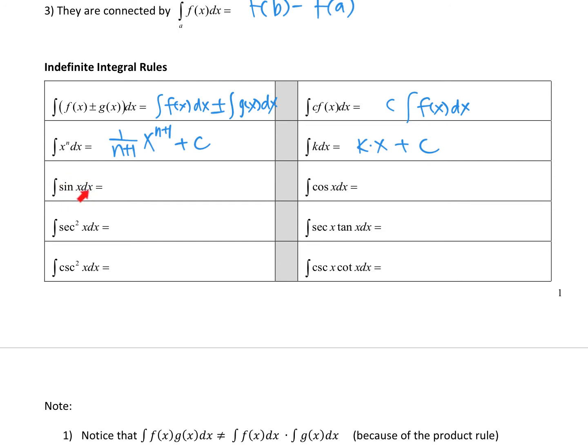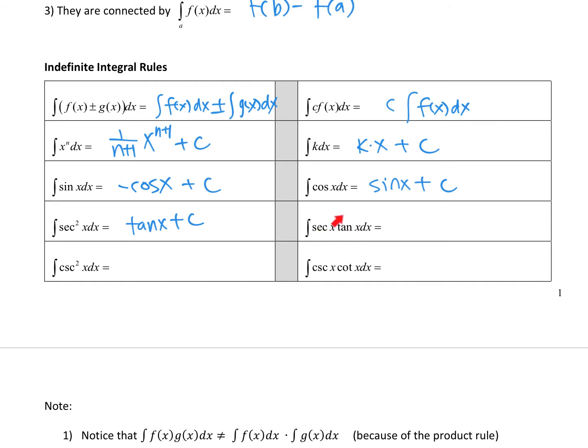Integral of sine, again, integral just means antiderivative. What do I have to take the derivative of to get sine x as an answer? Negative cosine, right? Negative cosine x plus c. Integral of cosine x: what do I have to take the derivative of to get cosine x? The answer is sine x, sine x plus c. Same for secant squared. What do I have to take the derivative of to get secant squared? That would be tangent x plus c.